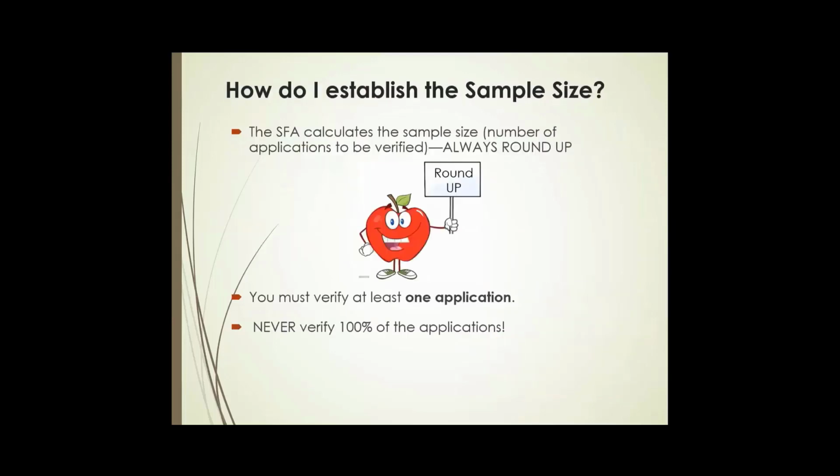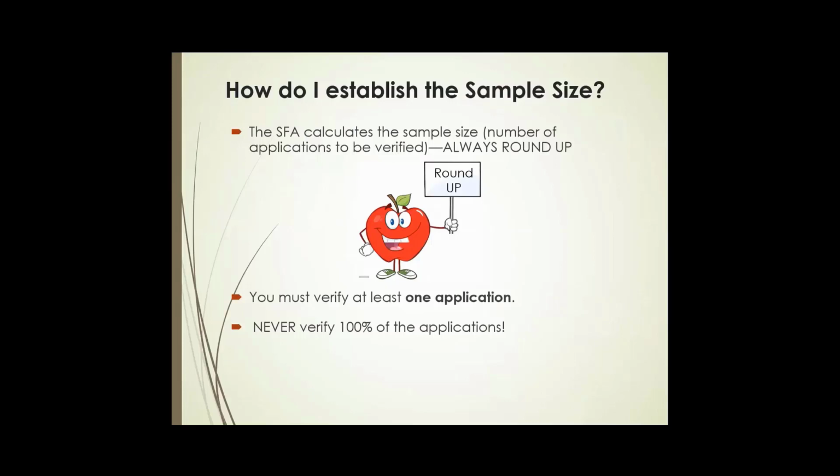So how do I establish the sample size? After you have determined your sample pool, which is the total number of applications that's approved as of October 2nd, then you will decide your sample size. To do this, the SFA calculates the sample size. You always round up. So for example, if you have 3,125 applications approved as of October the 2nd, and we are multiplying it times 3%, let's say we're using the standard method, and we'll talk further about the method shortly, that equals 93.75. Since we always round up, then the number of applications that are part of the sample size is 94 applications.